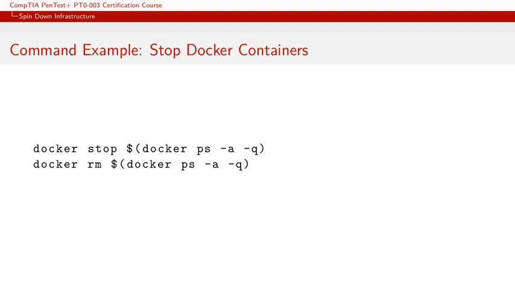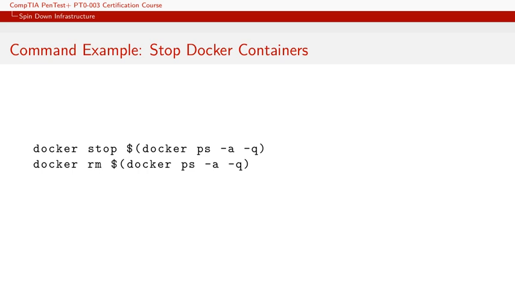Next, we have docker rm $(docker ps -a -q). This will remove all stopped containers, again filtering by container IDs obtained from docker ps -a -q. By using these commands, you effectively clear out all current Docker activities, ensuring that your environment is clean before decommissioning or switching off resources.